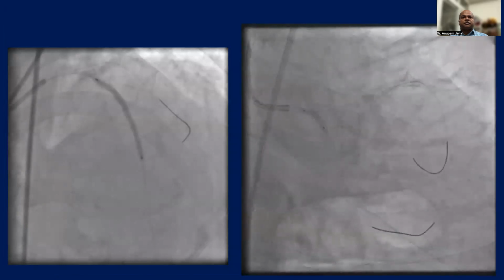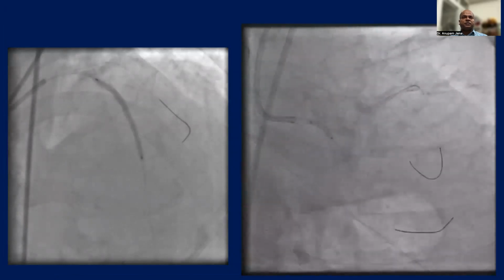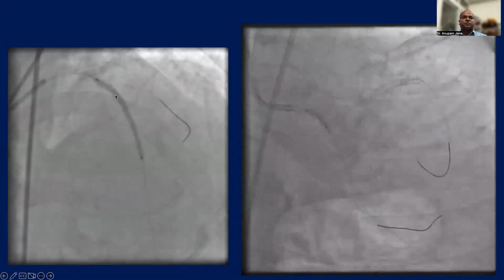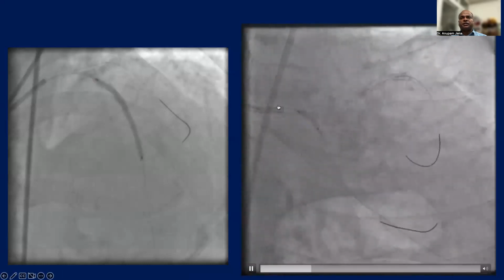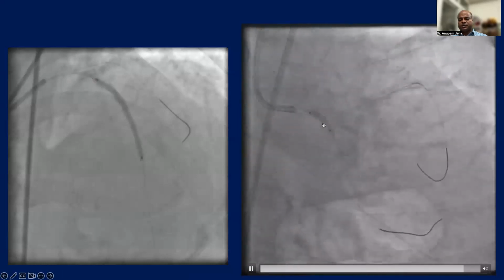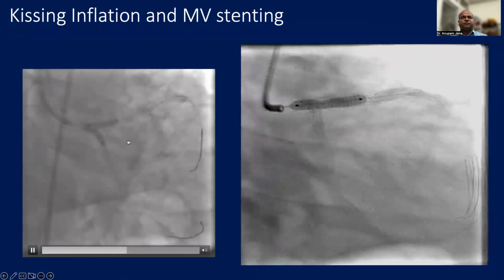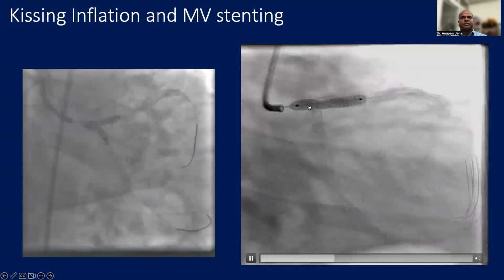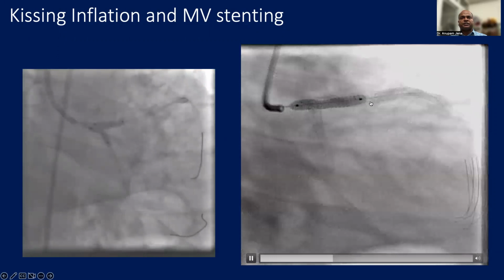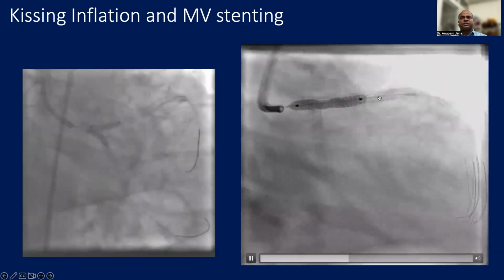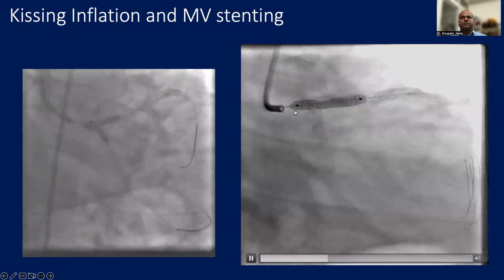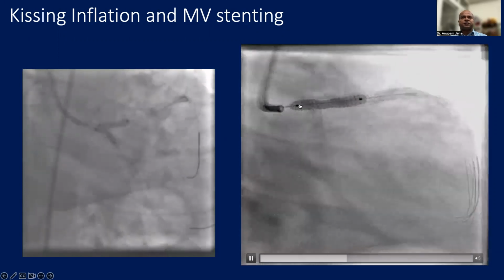After that, the DK crush is a fairly standardized stepwise procedure. First we deployed a stent in the LAD, then we did pre-dilatation of the LCX and deployed a stent in the LCX, and this stent was crushed with an NC balloon, and we did the first kissing after the deployment of the LCX stent. Then the left main to LAD second stent was deployed. So this is the first stent here, this is the LCX stent, and this is the LAD to left main stent.